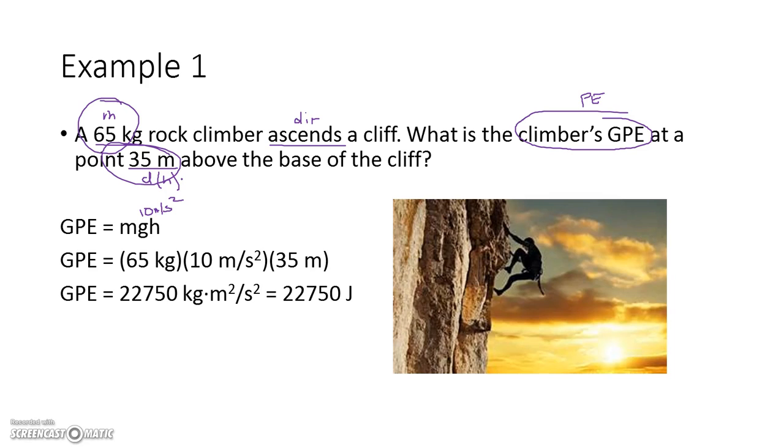22,750 kilograms times meters squared over second squared, or joules. And why joules? Because work is the same thing as energy. Work and energy both have units of joules, right? We work hard to get the joules. Okay. Kinetic energy is another type of energy that we need to look at.